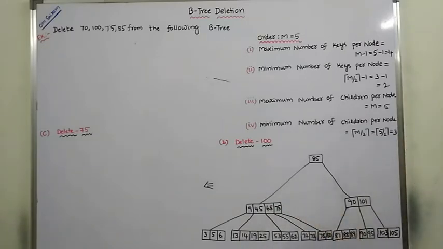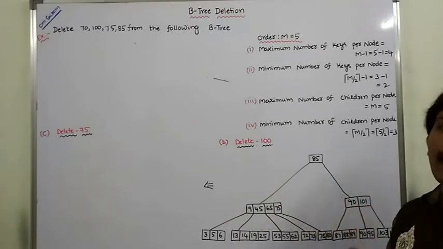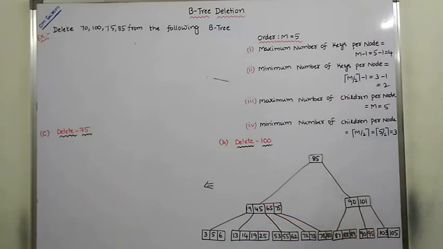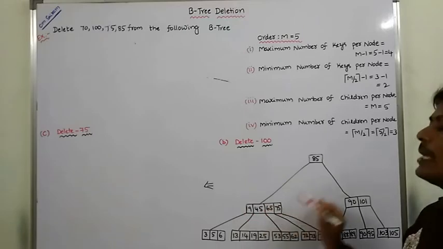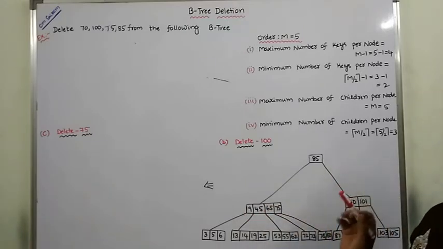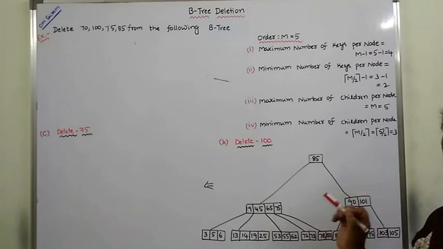At this node, is it a leaf node or an internal node? This node is an internal node because it contains 5 children. So this is an internal node. Our aim is to delete the target key element at the internal node.